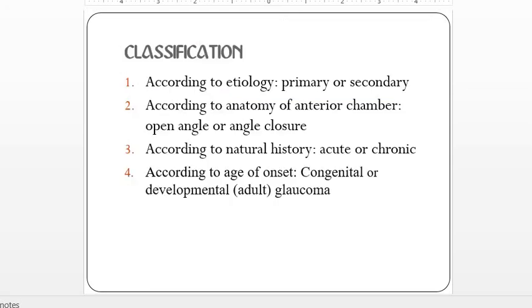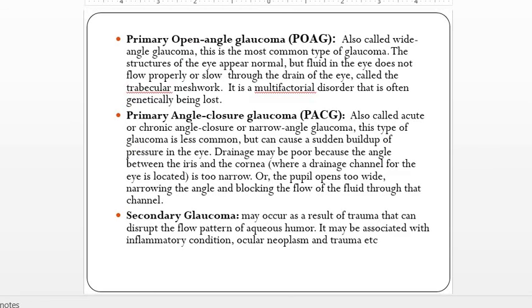Primary or secondary, according to the etiology. According to the anatomy of the anterior chamber, open angle or angle closure. According to the natural history, acute or chronic. According to the age of onset, congenital or developmental, which is also called adult glaucoma. Primary open angle glaucoma.